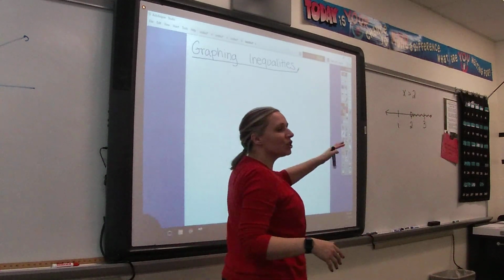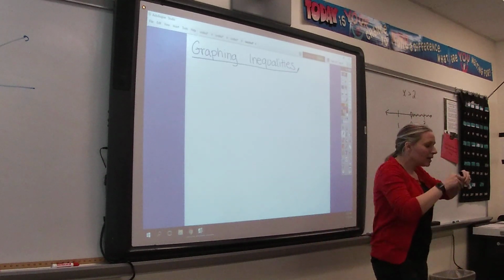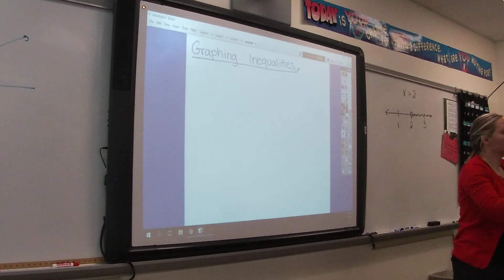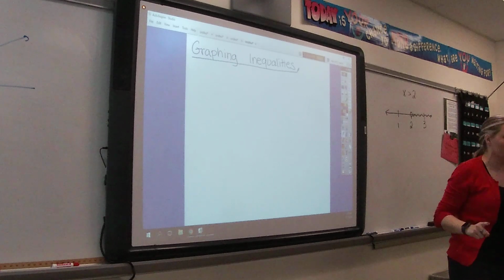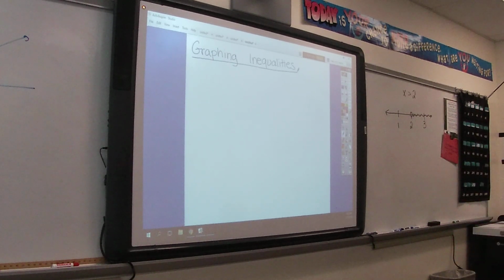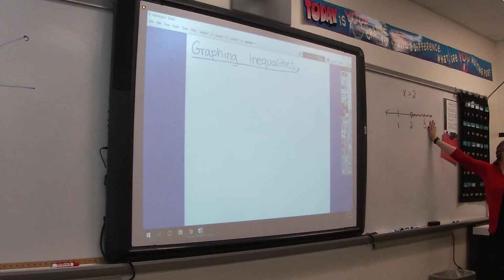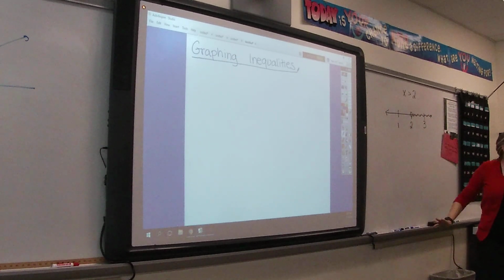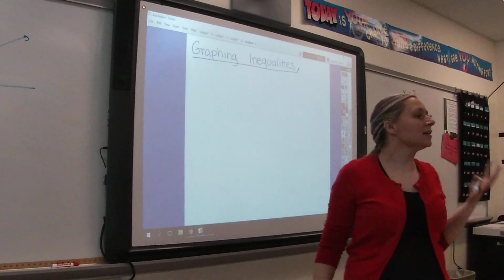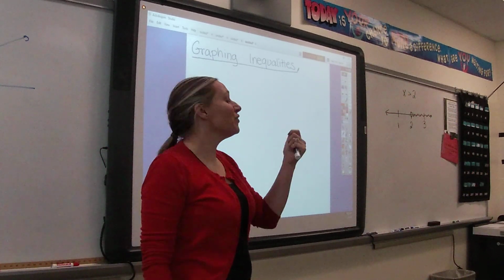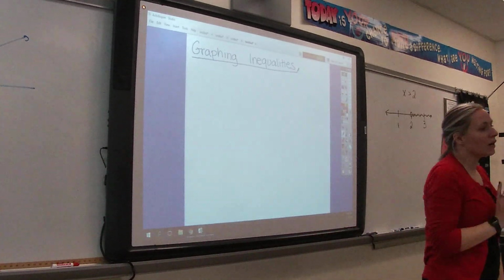So that open circle means we can tiptoe up to 2 as close as we want. We just can't actually be 2. We can't land on it. Right, as soon as we land on 2, we fall through the ground. Wow. Okay? All of this space over here that's shaded represents then what? All the other answers that do work. Because how many answers are there? A lot. More than a lot. Infinite.